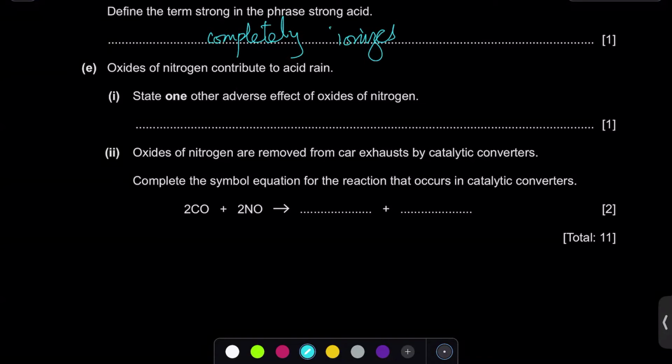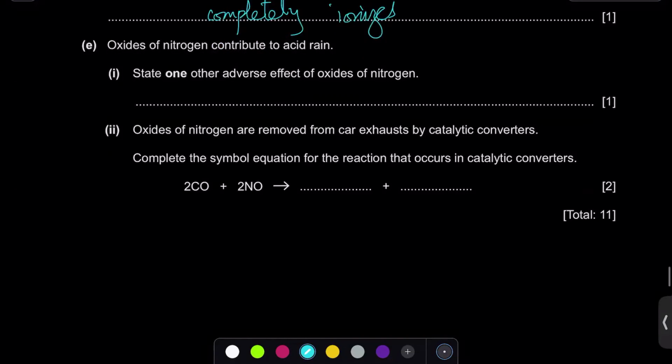Oxides of nitrogen contribute to acid rain. Again, we talked about this in detail in the pollutant video, so you can look into that. I've uploaded it. It is called air quality, and you will find it inside your crash course, on YouTube as well, and also in the recording folder. State one other adverse effect of oxides of nitrogen. We know that they create smog, and who knows smog better than the people of Lahore. So breathing issues, lung problems, all of that happens.